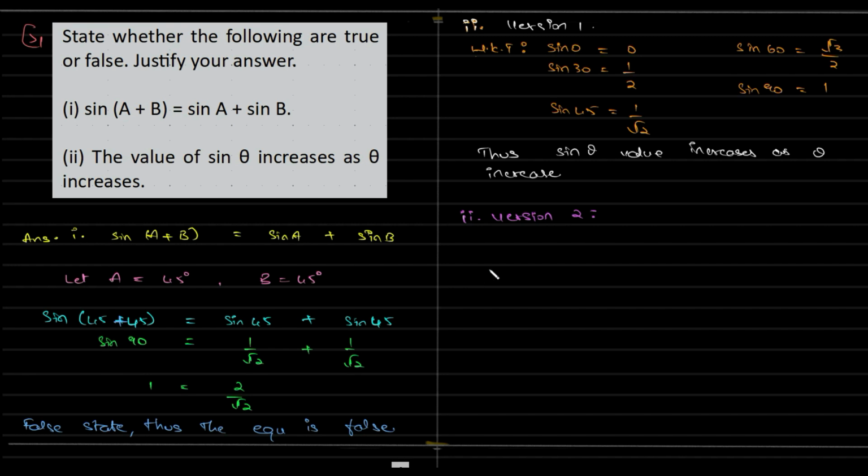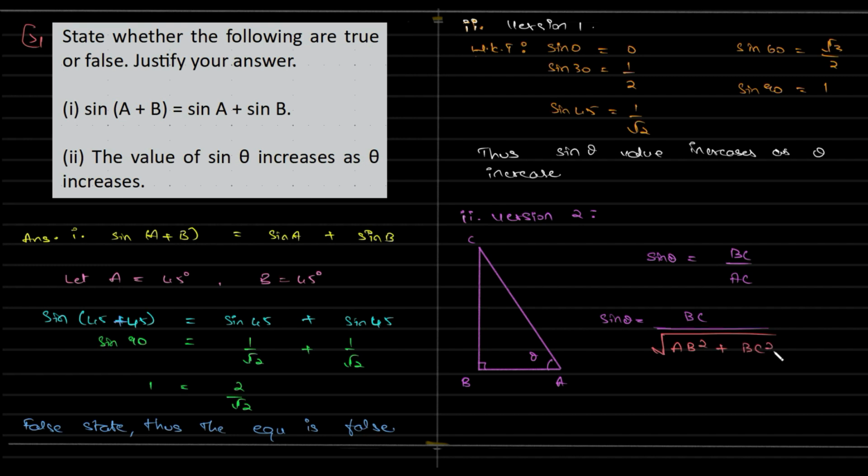To do that, we need a diagram. So let us consider triangle ABC. This is theta, right? As per this, what is sine theta? Sine theta is opposite by hypotenuse. So can I rewrite this as BC by, with the help of Pythagoras theorem, square root of AB square plus BC square.